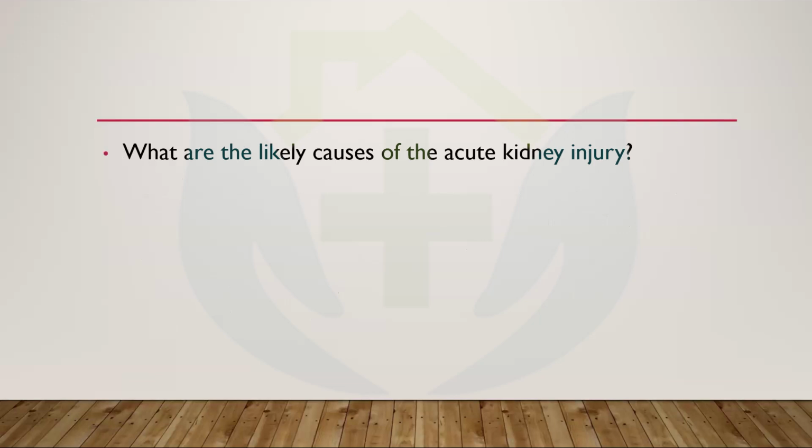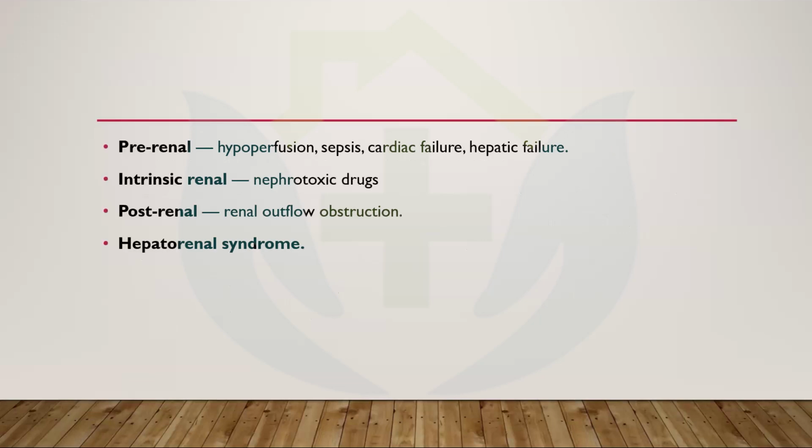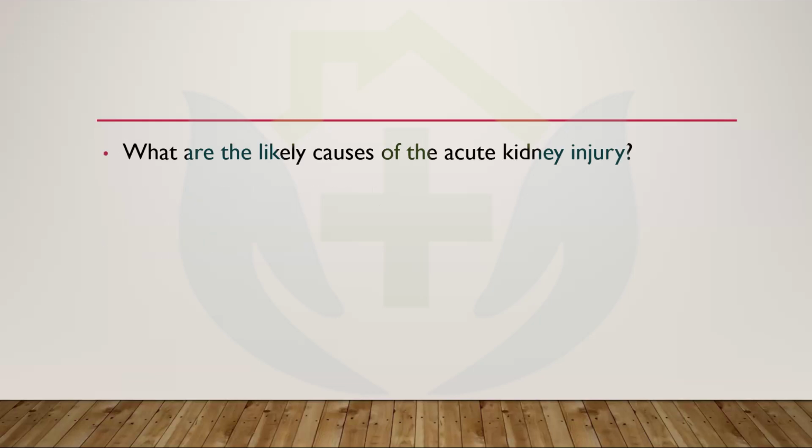So the answer is the three causes. It can be pre-renal due to hypoperfusion, sepsis, cardiac failure, hepatic failure; intrinsic renal, nephrotoxic drugs; post-renal, outflow obstruction; and the last one, most likely in this case, would be hepatorenal syndrome. One thing I wanted to tell you in such a question is what used to happen in previous exams. The question was, what are the likely causes of acute kidney injury? They are expecting that this patient is having hepatorenal syndrome.